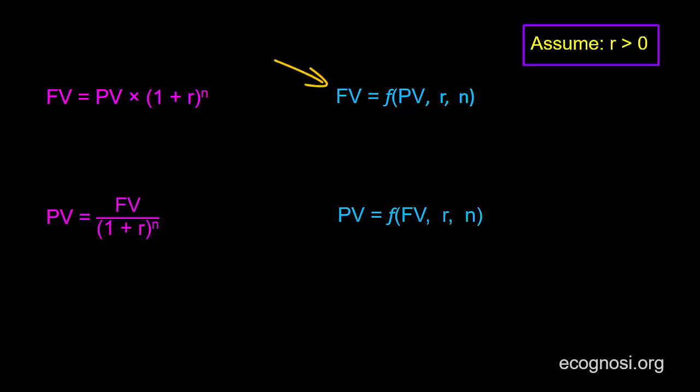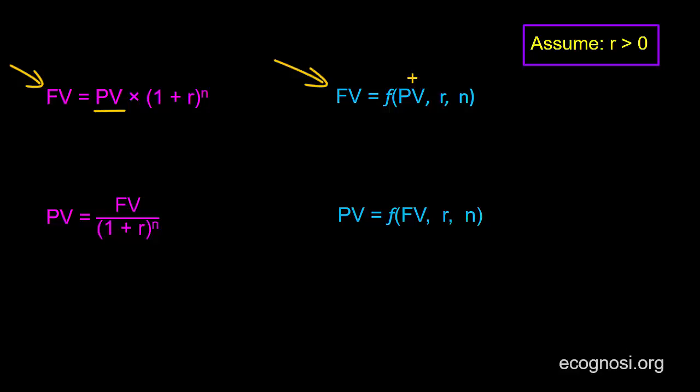The future value is a function, we use f to denote the function, so the future value is a function of the present value, R and N. And if we want to elaborate a bit more, we can say that the future value is a positive function of the present value. And of course, I use the plus sign to denote that. You can see it from the equation over here. The higher the amount you input for the present value, the higher the future value will be. All else equal, of course, that is holding R and N constant.